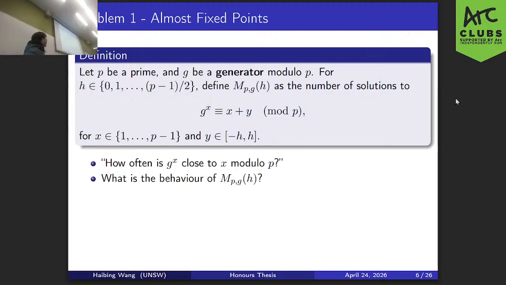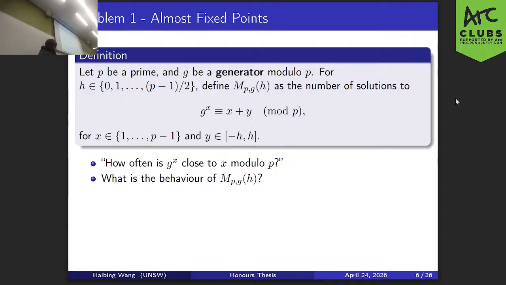So, how often is g to the x close to x mod p? And what's the behavior of this as h goes from 0 to p minus 1 over 2? If you imagine a line from 0 to p minus 1, and this is my x, then this distance here is h. So I'm wondering how often does g of x lie in this interval?